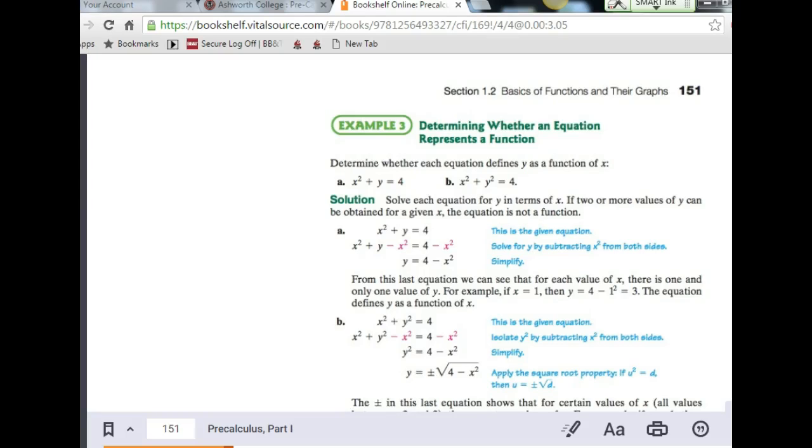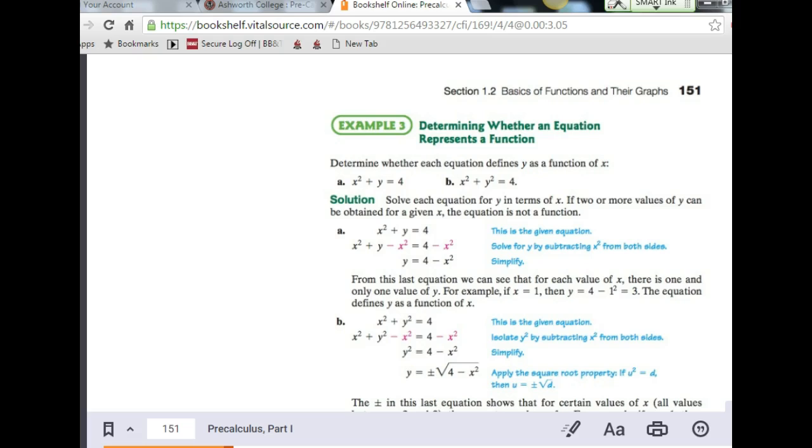Hello, we're looking at pre-calculus part 1. This is in lesson 1-2, which is just the basics of functions and their graphs. This is example 3 found on page 151 of your pre-calc textbook. We're determining whether an equation represents a function or not.